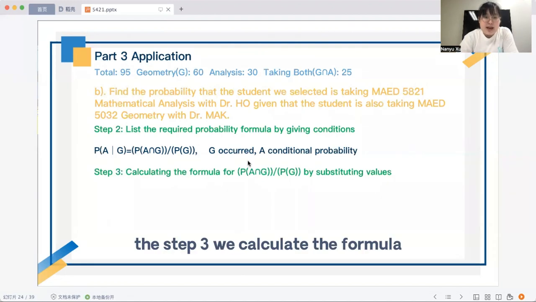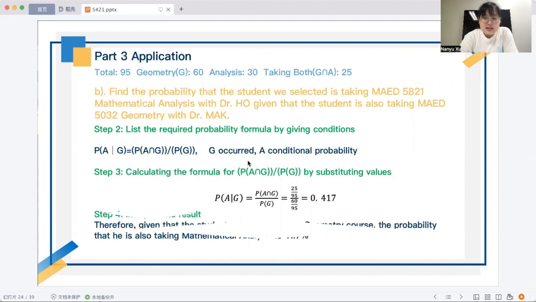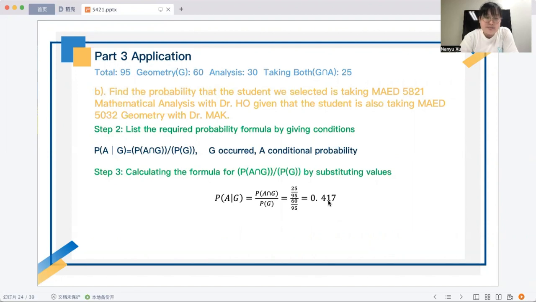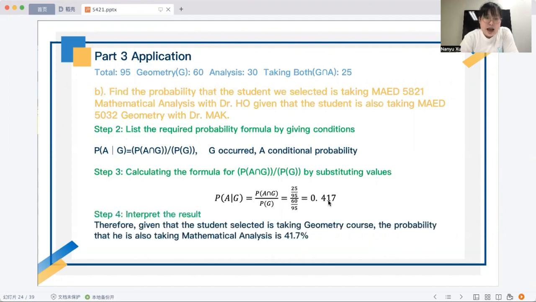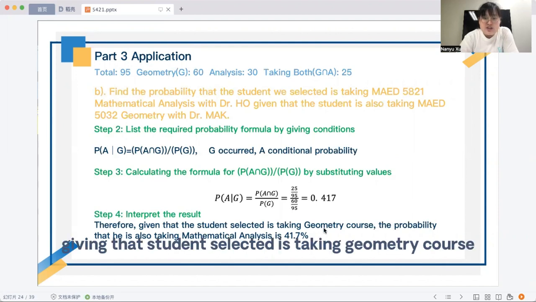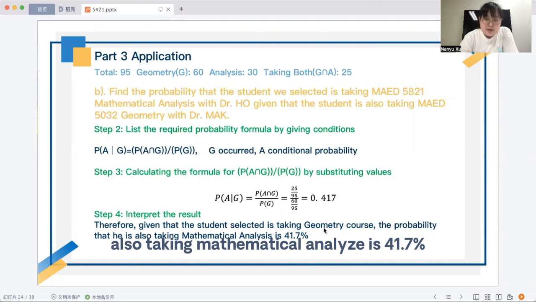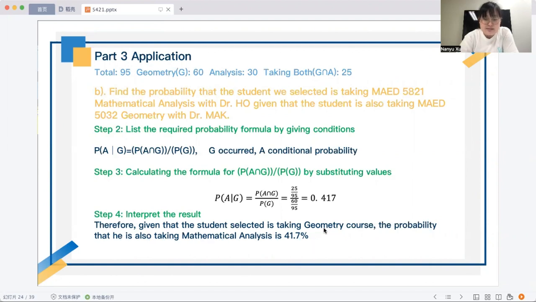Step 3, we calculate the formula by substituting values. After substituting values, we get 0.417. And we interpret the result. Therefore, given that the student selected is taking the geometry course, the probability that he is also taking mathematical analysis is 41.7%. That's all. So far, so good.